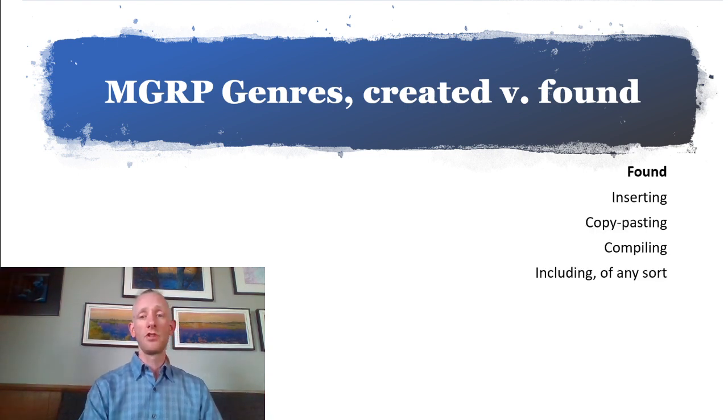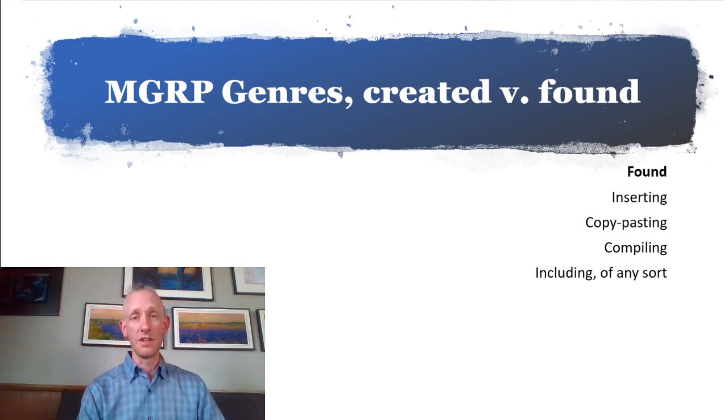On the other hand, found genres are ones where you did the inserting, the copy-pasting, the compiling, or the including of any sort. So if I find a newspaper article in the New York Times or some other reputable publication that makes a point that I think is interesting and helps to answer my research question, and I include that newspaper article wholecloth into my paper, that is a found genre, and of those you are allowed 2. If, on the other hand, I do research from one or more sources and I construct my own newspaper article in a fictional newspaper under a fictional author's name, then that is a created genre, and that would count towards one of my 3 created genres.